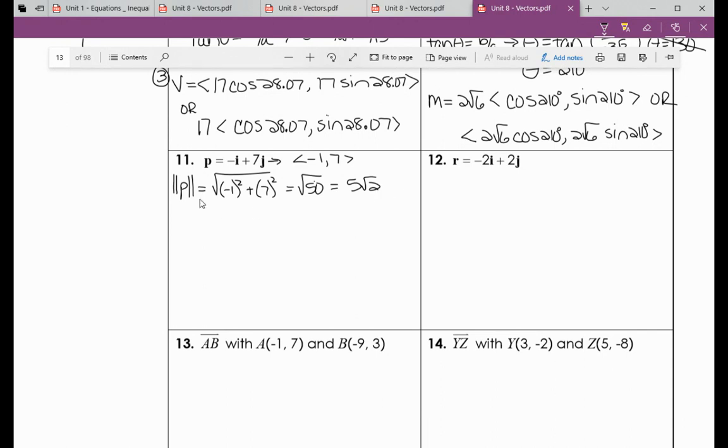Now, I need to find my directional angle. If you want to, instead of writing that down every time, you know that theta is going to be inverse tangent of b over a. So my b value is 7 over -1. So when I do inverse tangent, you are in quadrant 2, so you probably are going to have to do a little bit of finagling. So inverse tangent of -7 gives me -81.86.